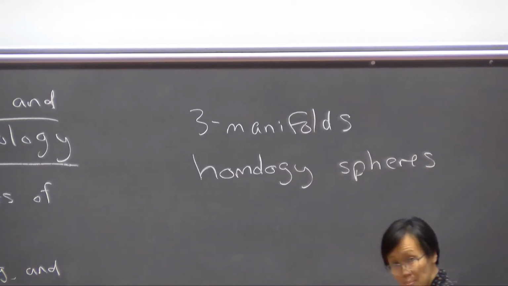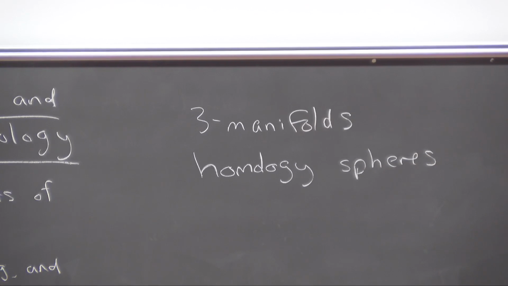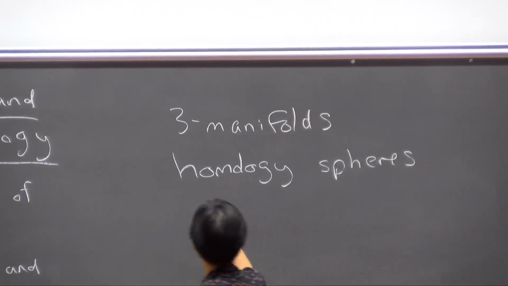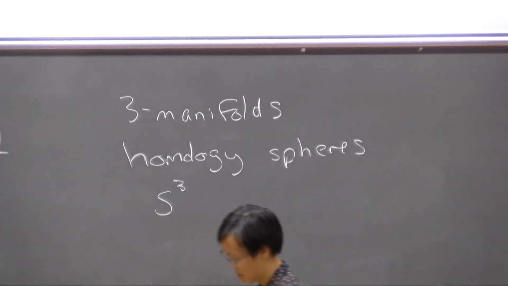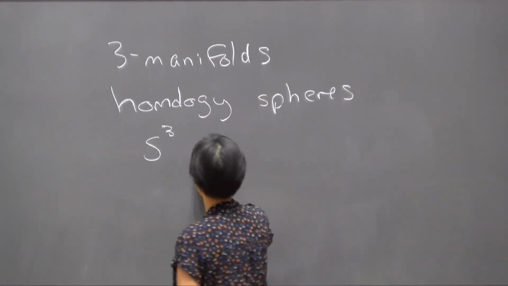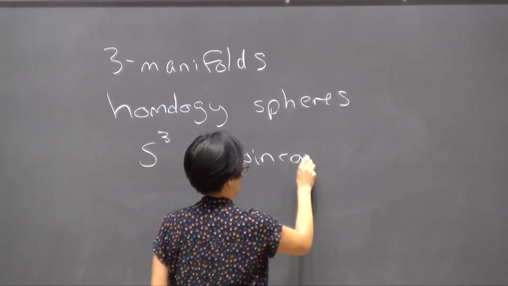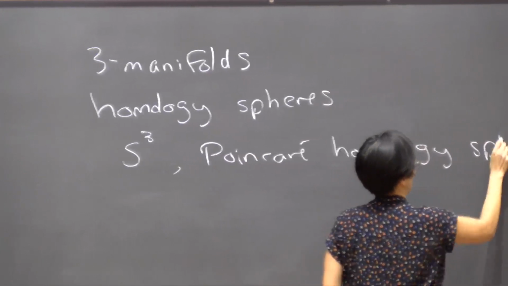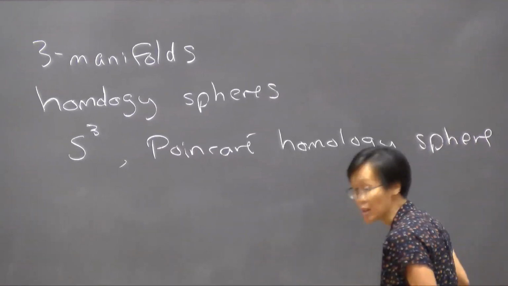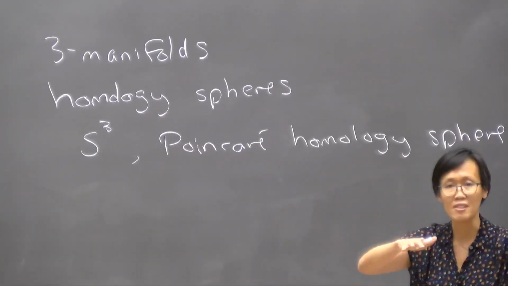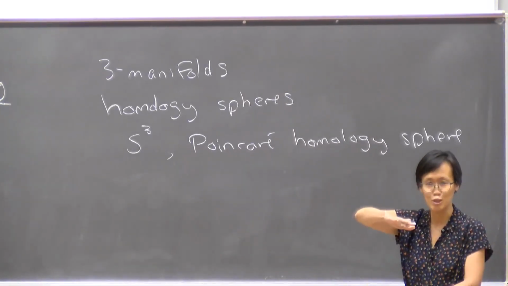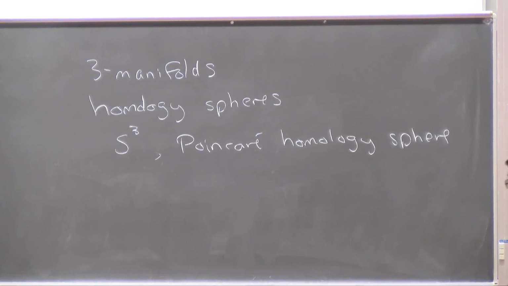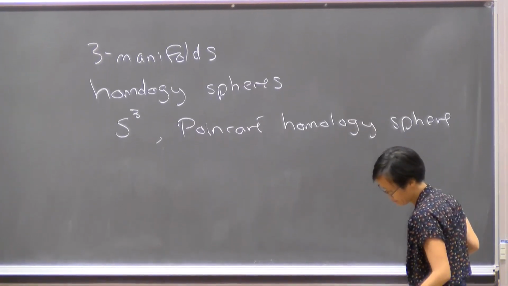So let me give you some examples of homology spheres. The first example I'll give you of a homology sphere is S^3. What's another example of a homology sphere? The Poincaré homology sphere. One way to think about the Poincaré homology sphere is you can take a dodecahedron and you can identify opposite faces. You'll have to do a little bit of a twist, so just do the smallest twist you need to do to identify opposite faces of a dodecahedron. That's one way to describe the Poincaré homology sphere.